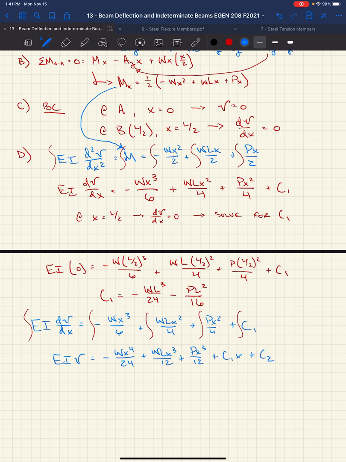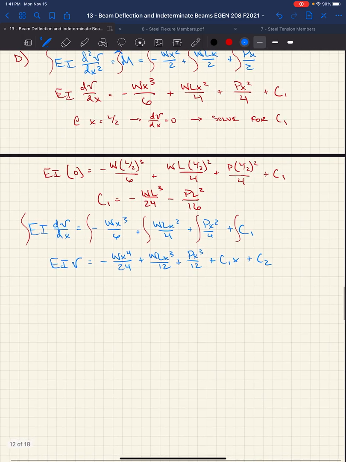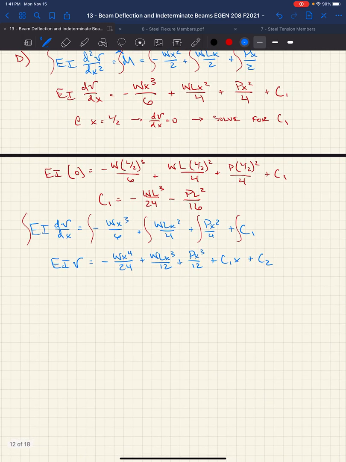Boom, just like that. Just crush this integration. Wx cubed over 6, well now it's Wx to the 4th over 24, 4th power, 6 times 4 is 24. Lx squared, 3rd power, 4 times 3 is 12. Px cubed, 4th power, x squared to the 3rd. Sorry, I started here and I was integrating again. I just get so excited, I just want to keep integrating. Px cubed over 12. And then you have our constant C1.